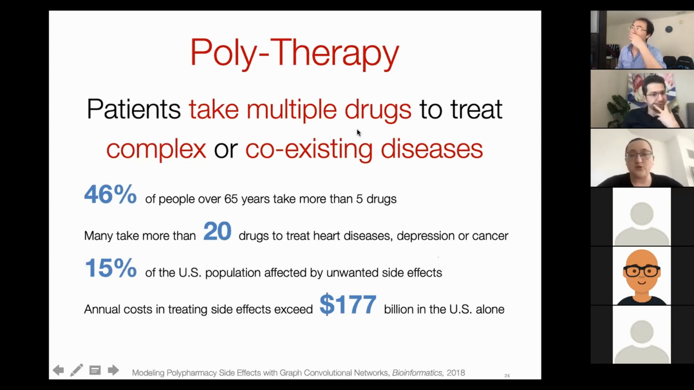In particular, we were looking at combinations of drugs. Combinatorial treatments or polytherapy refers to the setting where patients take multiple drugs to treat complex diseases or coexisting diseases. This is a very common situation. 40–60% of people over 65 years take more than 5 drugs. It's not uncommon to encounter patients that take more than 20 drugs, and people that take many drugs at the same time are at much higher risk of developing unwanted adverse events.